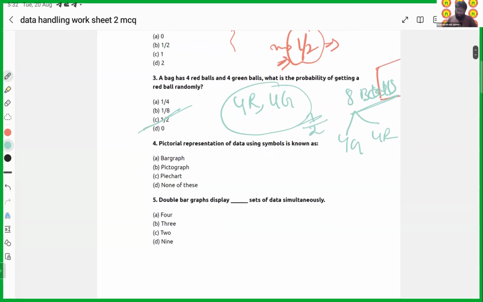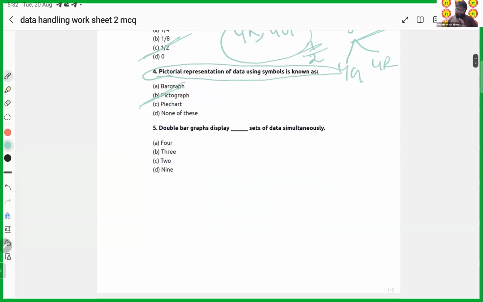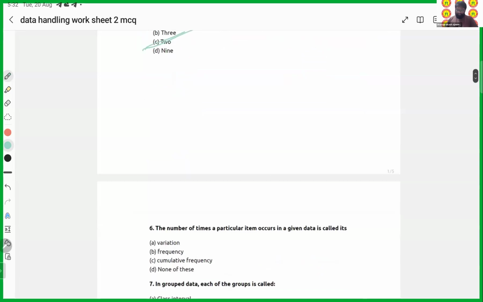Pictorial representation of data using symbols is known as pictograph. We also discussed this question and the theory part in class. Double bar graphs display two sets of data simultaneously. This is a simple question again.